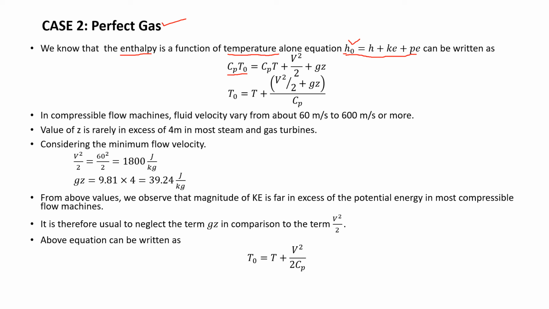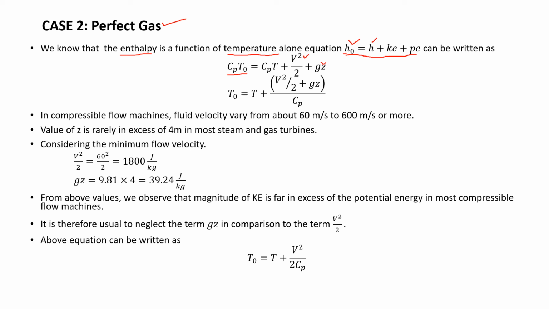Cp refers to specific heat at constant pressure. H naught is equal to Cp into T naught, which is equal to the static enthalpy plus kinetic energy and potential energy. I can write it as Cp into T, that is specific heat at constant pressure into temperature, plus kinetic energy, which we have written as V square by 2, and potential energy Gz. We are writing all this equation per unit mass flow.